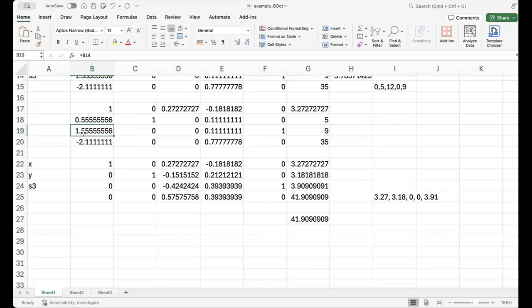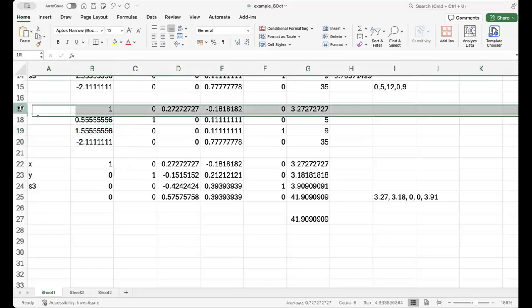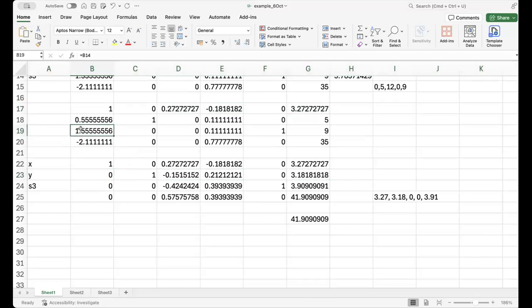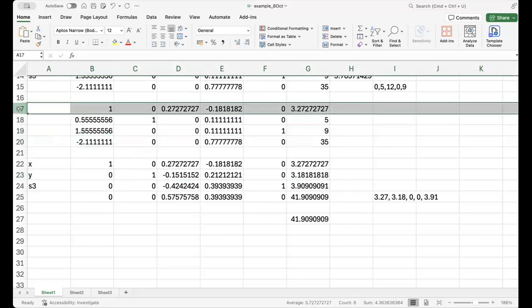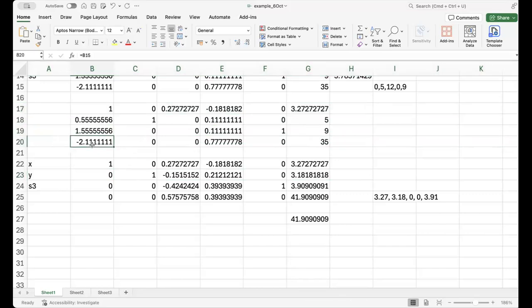Again, how to make this element to be 0? You multiply 1.555556 to this row and you subtract this row. You multiply this row with this value, minus 2.111, and subtract this row, you obtain 0. Do it yourself.